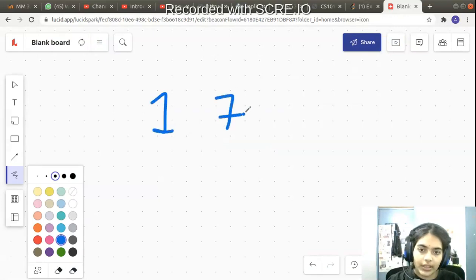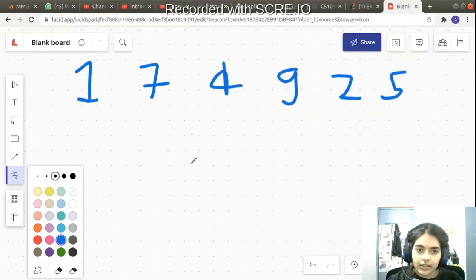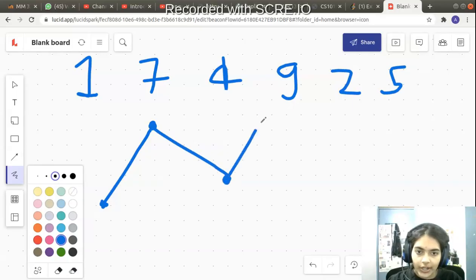Okay. For example, let's take this 1 7 4 9 2 5 and let's try to understand. Why is this a Wiggle sequence? Suppose I mark the point 1 here. Next point 7 is somewhere here. It's at a high. Then next point 4 is somewhere here. It is at a low. Next point 9 is somewhere here. It is at a high. Next point 2 is somewhere here. It is at a low.